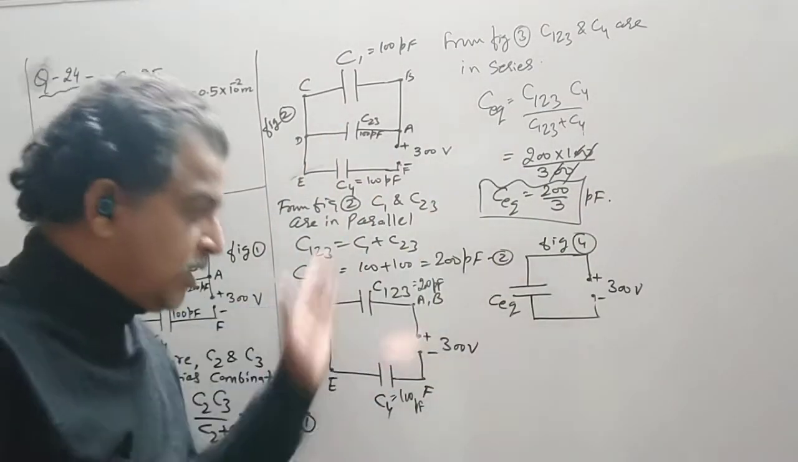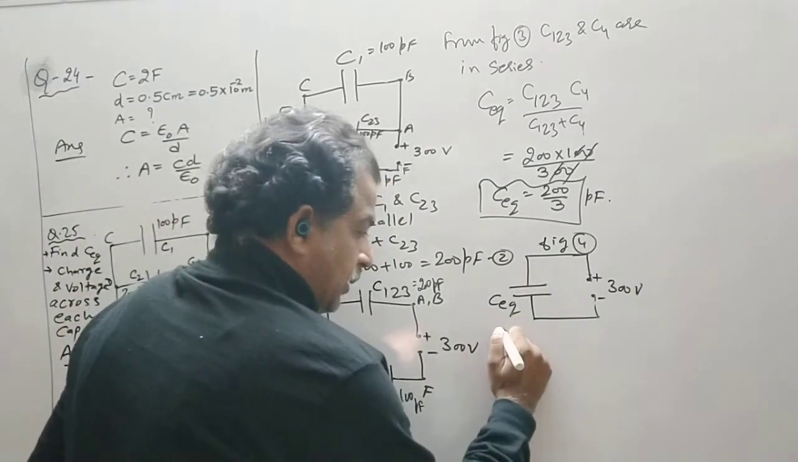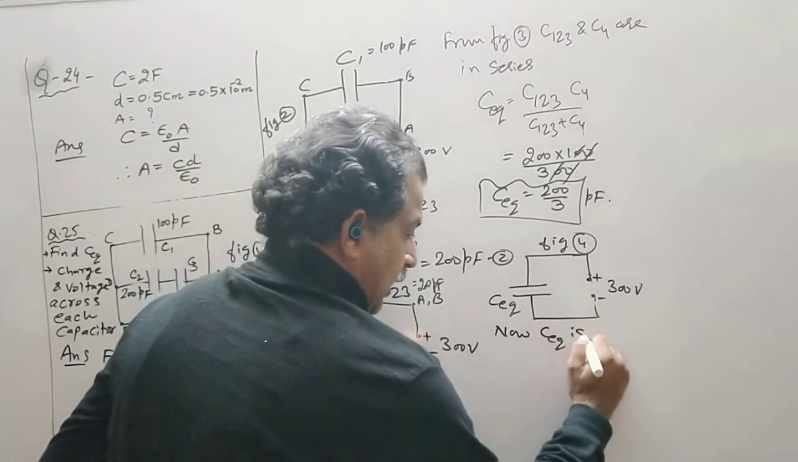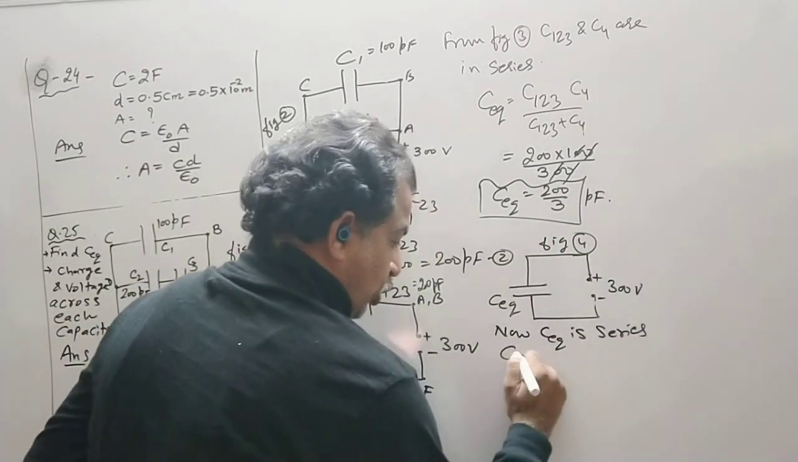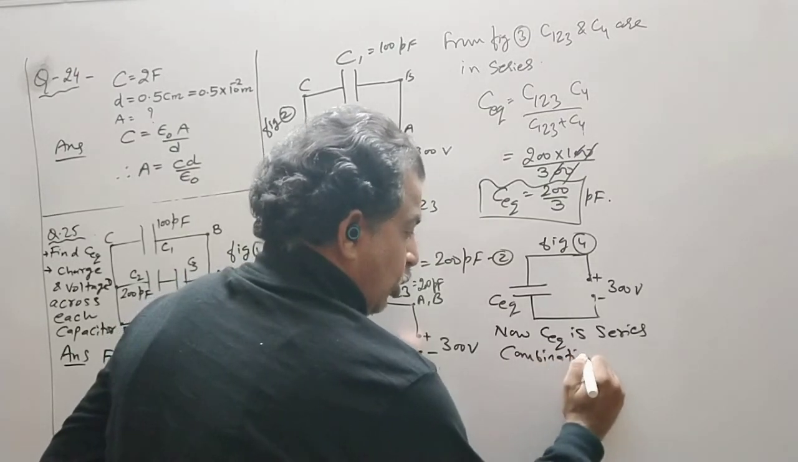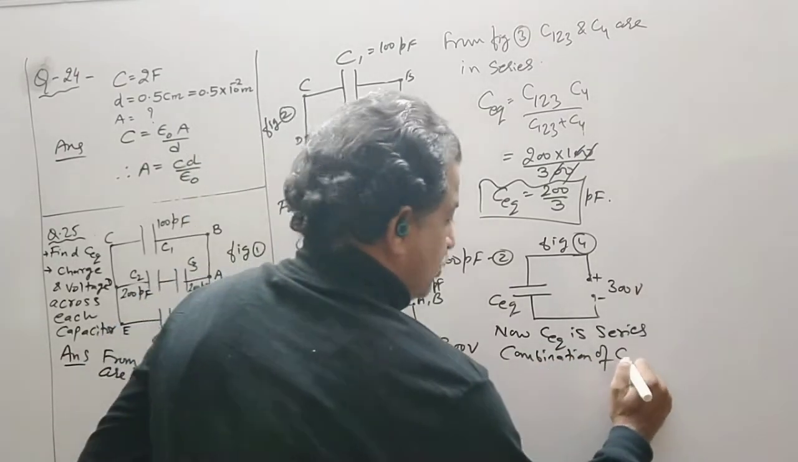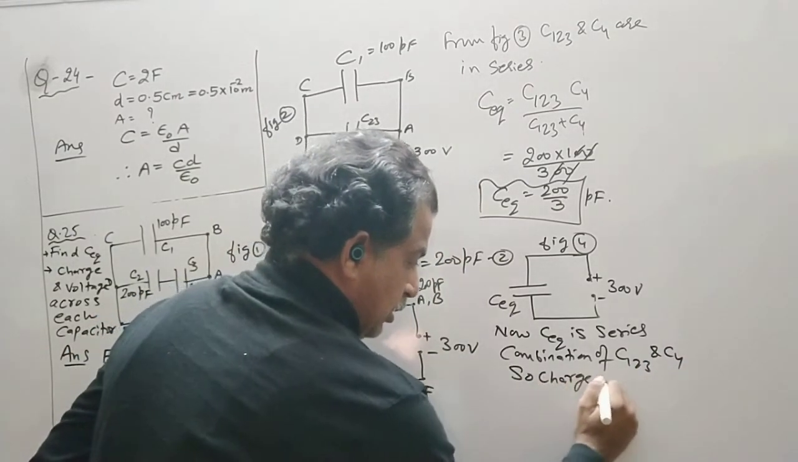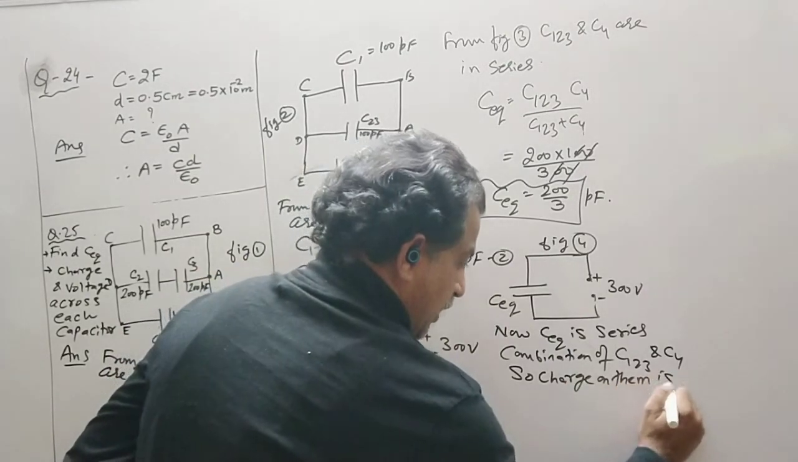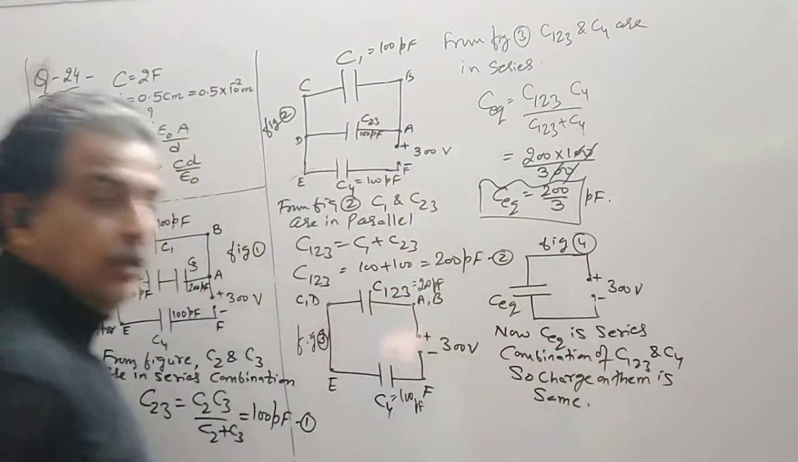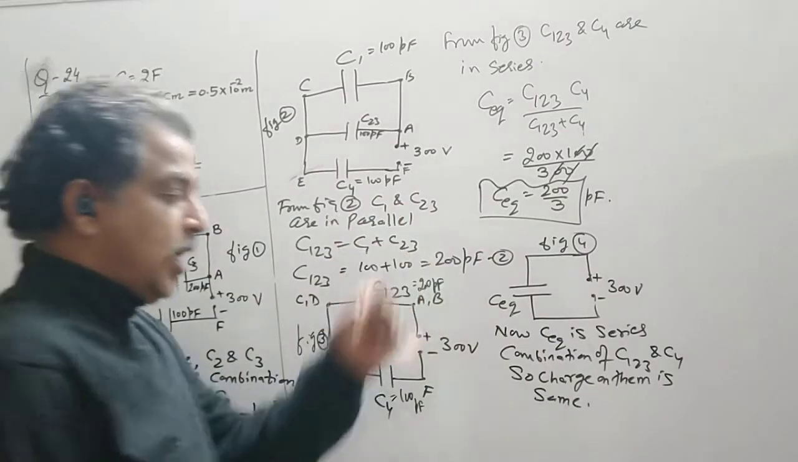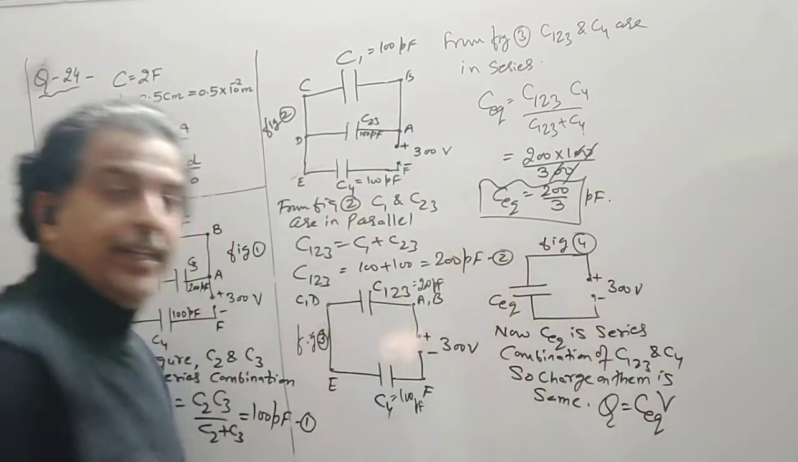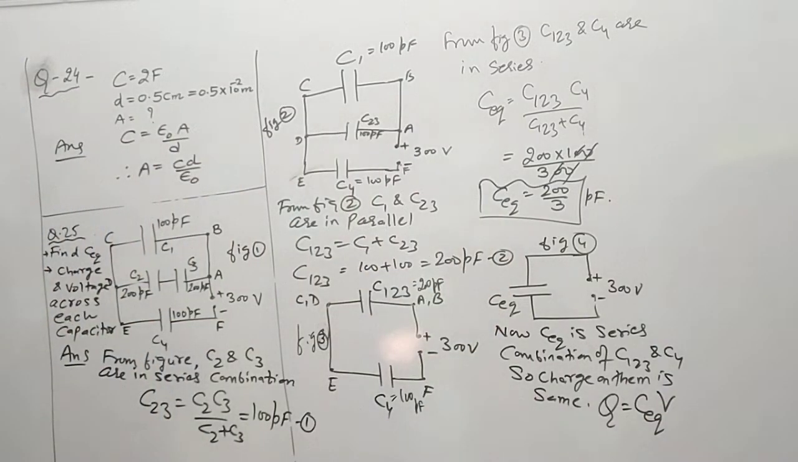So we go to the reverse diagram and we write, this is figure 4. Now C equivalent is series combination of C123 and C4. So charge on them is same. So first I find out the total charge. So Q is equal to C equivalent into V. This is the total charge.